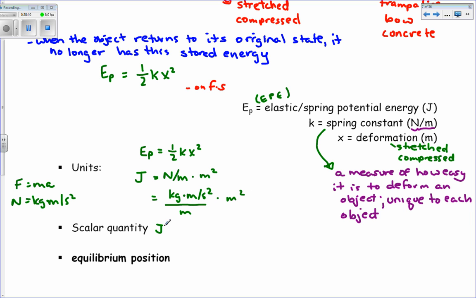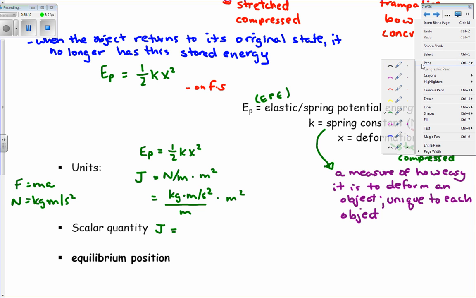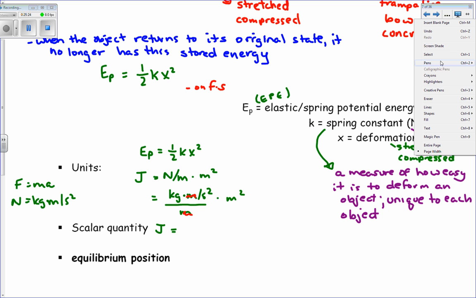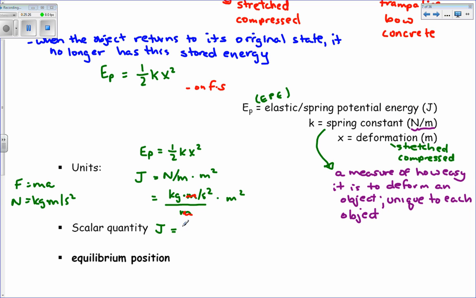So what that gives us is a joule is equal to, if we look at our units here, we can cancel this meter and cancel this meter, and so then this one is multiplied over there. So we get a kilogram times a meter squared per second squared.